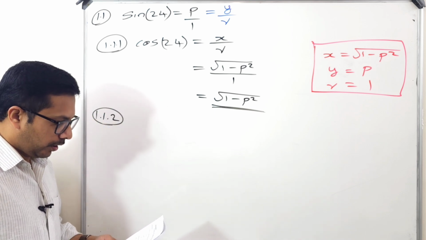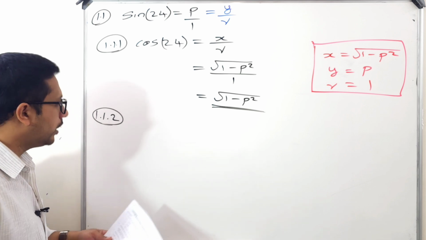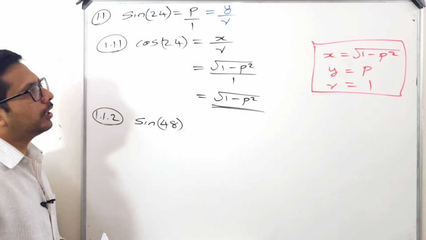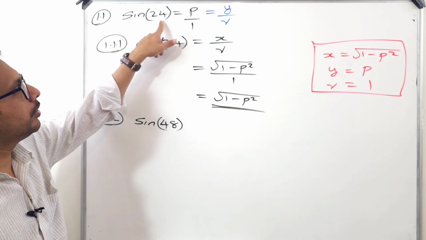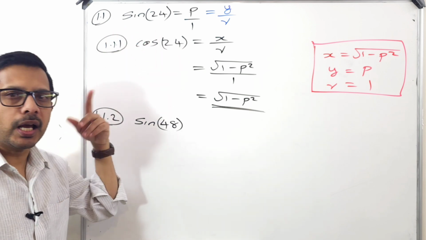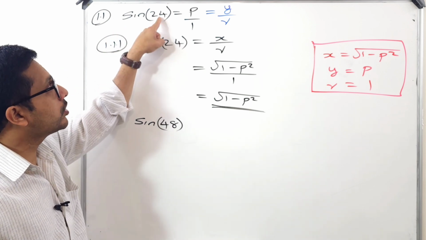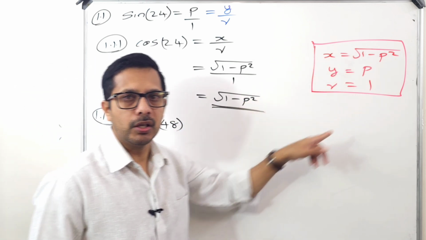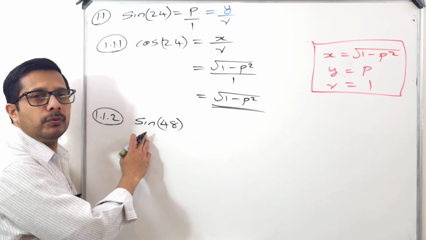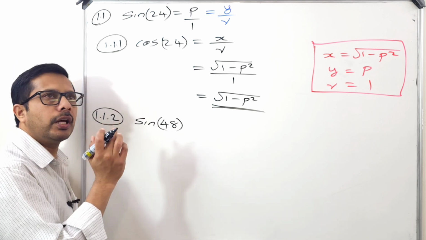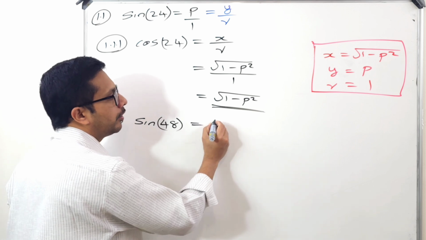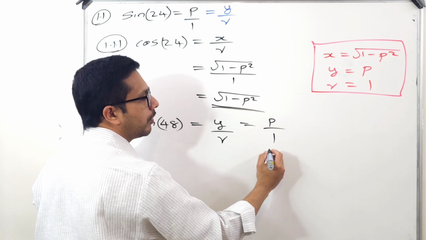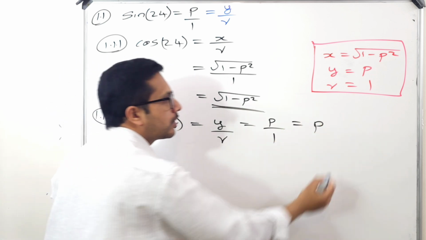Okay, what is that question? Question number 1.1.2, sine 48. You have to find sine of 48. So now look at this, sine 24 is equal to p by 1. So when the angle is 24, these x, y and r are the values. Some of you make a mistake like this, sine 48. You think that sine is opposite side divided by hypotenuse. So what is y? It is p divided by r, which is 1, so therefore the answer is p. Okay, this answer is wrong.